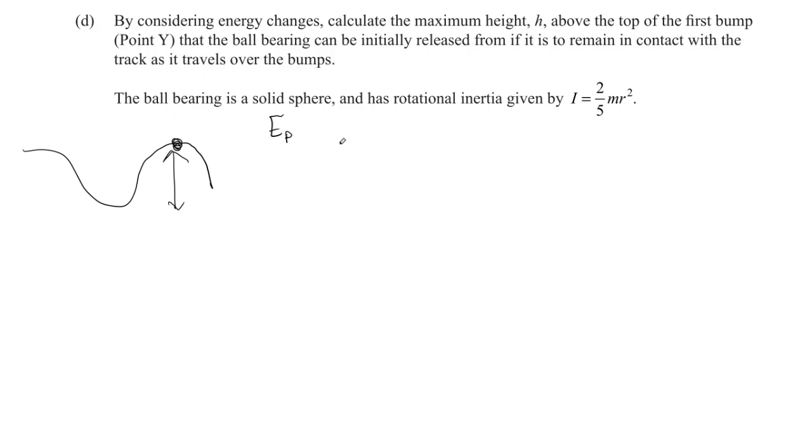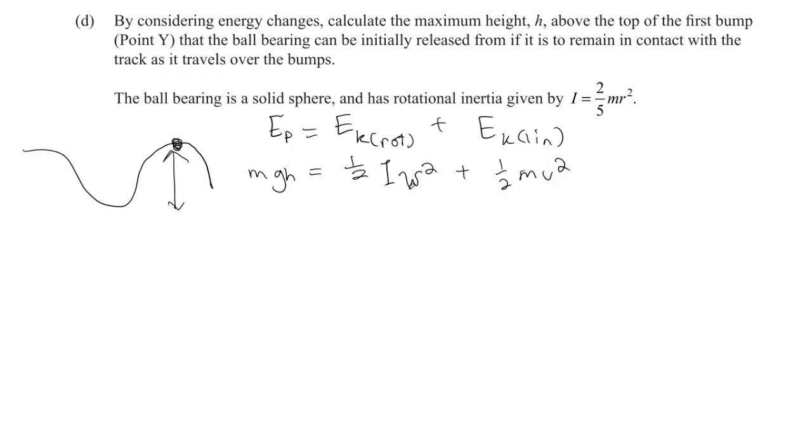Now, EP can be separated into multiple different things because there are 2 different types of energy that we're considering: one being rotational kinetic energy and one being linear kinetic energy. Now we're going to look at our formula sheet and plug in the specific numbers. So we've got mgh equals half of rotational inertia times rotational velocity squared plus half of mv squared.